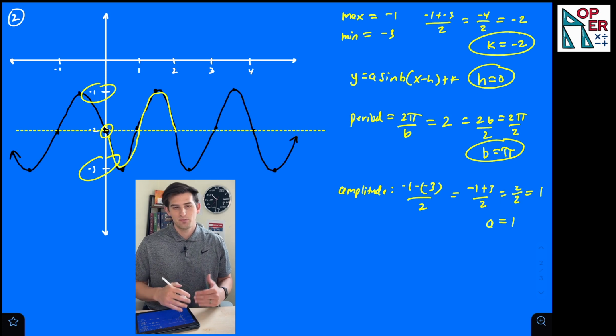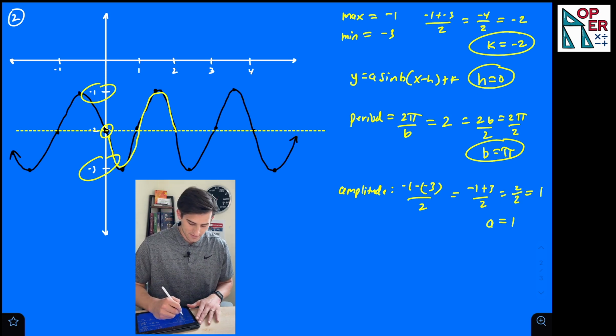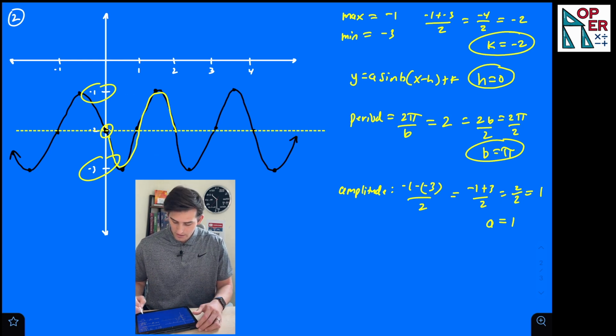However, if we look at the shape of our graph, typically our sine function would be going in this direction right here, right? And so it looks like we actually do have a reflection going on. So a needs to be less than 0, meaning that a needs to be negative 1.